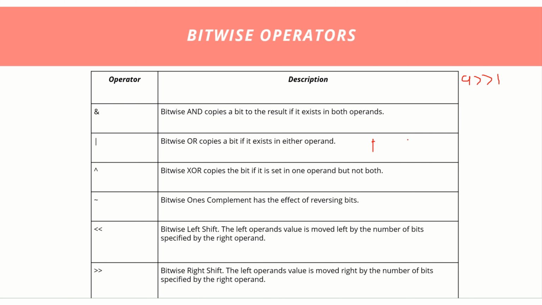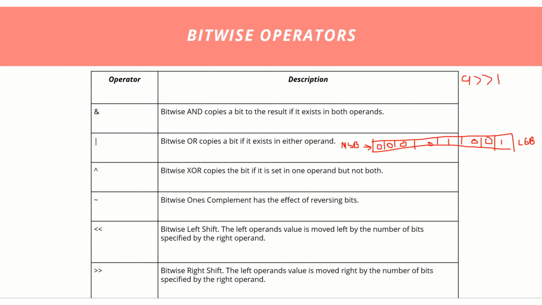We have to represent 9 in the binary format. 1, 0, 0, 1 and 0. This is called as MSB, that is most significant bit, and this is called as LSB, that is least significant bit.